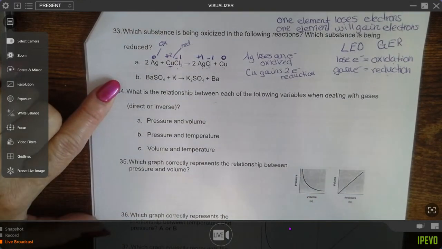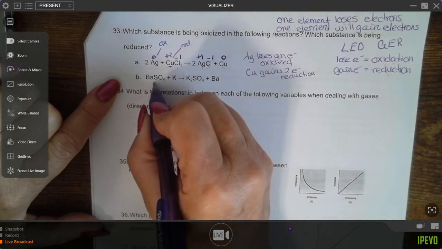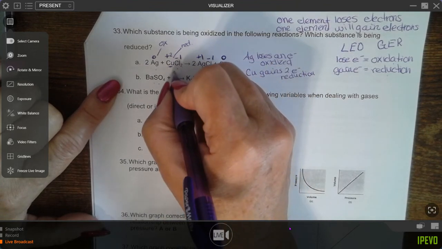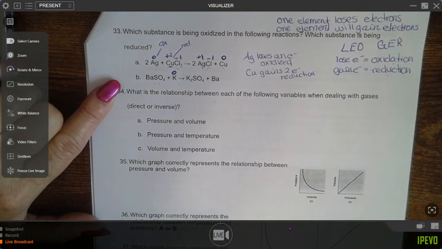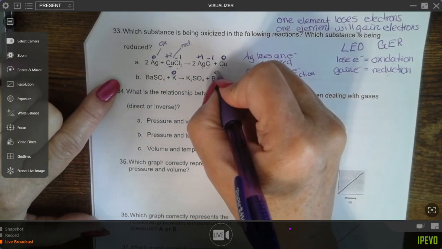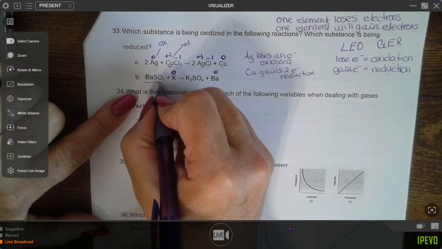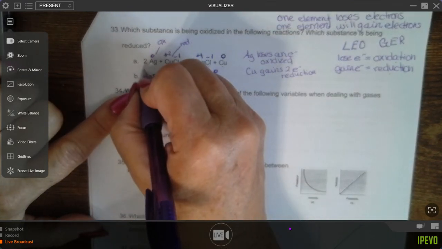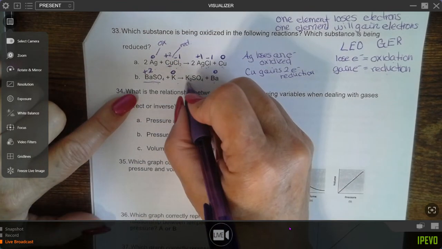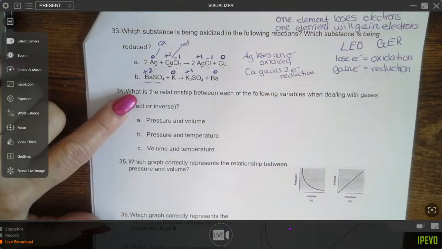All right, let's look at the second one. Okay, so we have barium sulfate and potassium. Potassium element by itself has a 0 charge. Same thing over here. Barium as an element has a 0 charge. All right, when barium is in a compound, we know that barium has a +2 charge. And when potassium is in a compound, in group 1, it has a +1 charge.